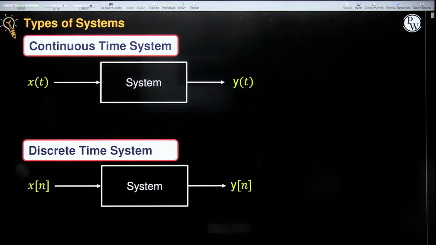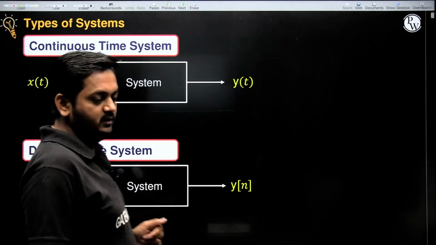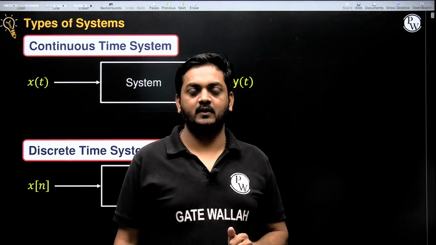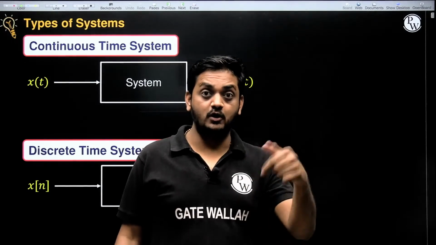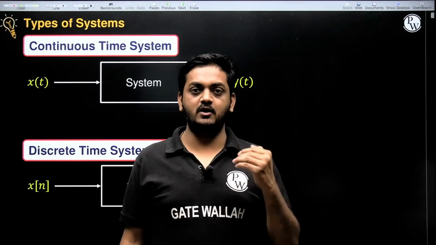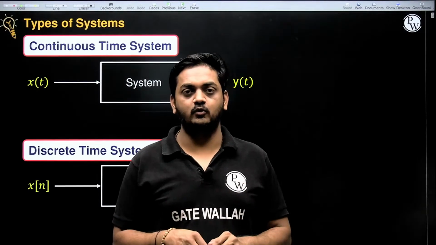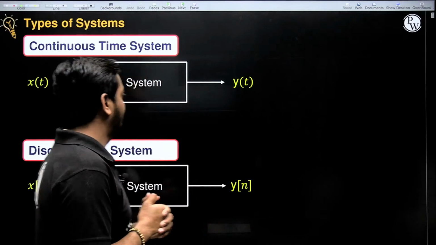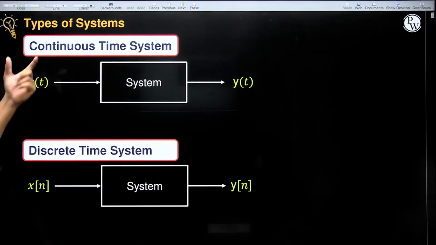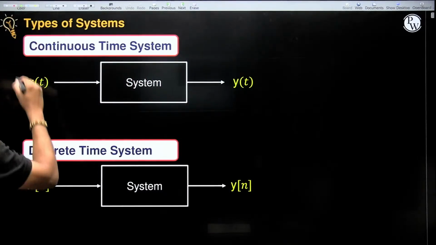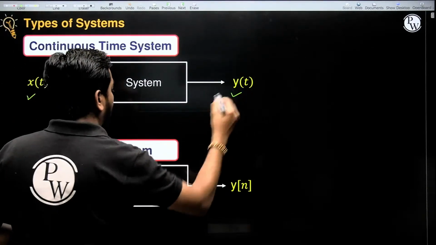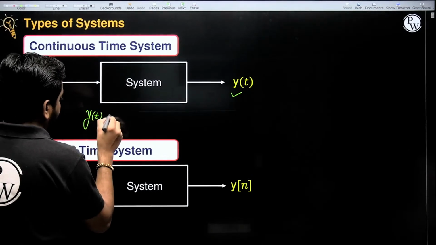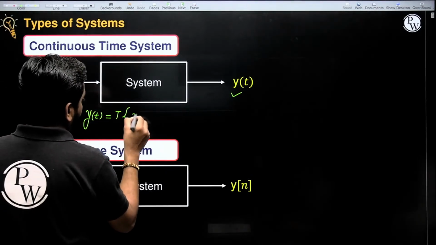Now next, depending on the nature of signals, there are two types of system. If input and output signals both are continuous in time, then it is known as a continuous time system. And if input and output signals are both discrete in time, it is known as a discrete time system. In a continuous time system, input and output both are continuous, like y of t is equal to a transformation on x of t.